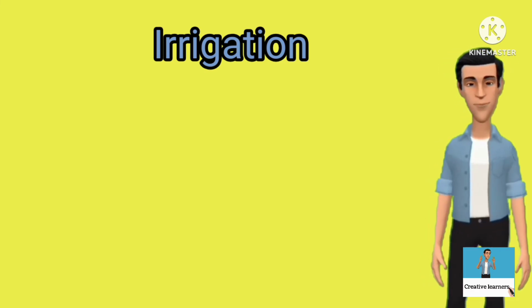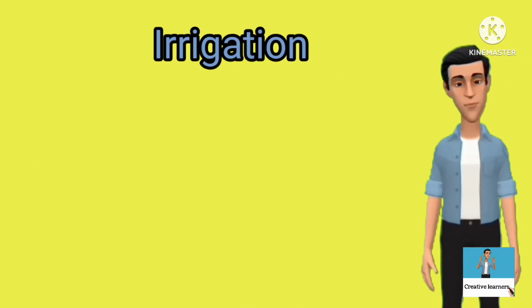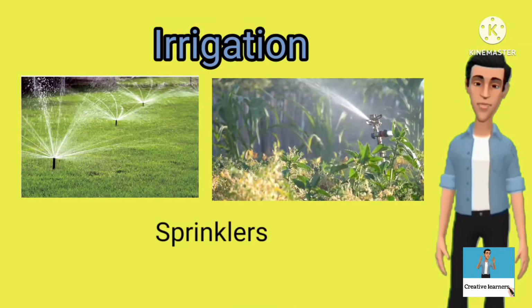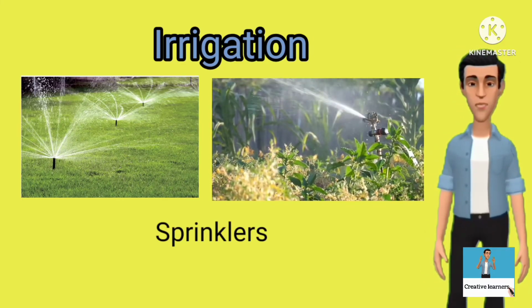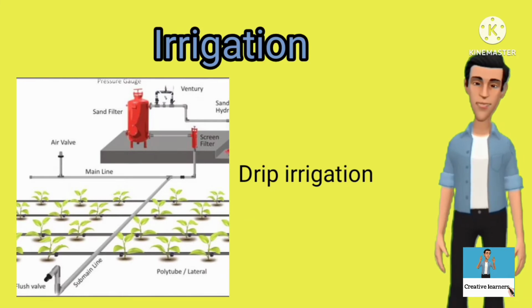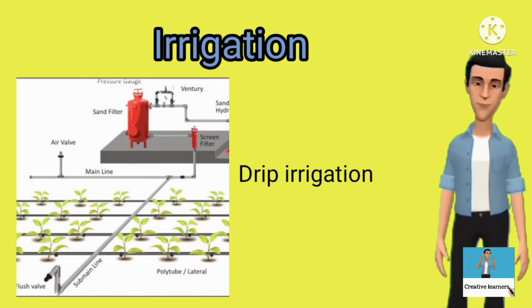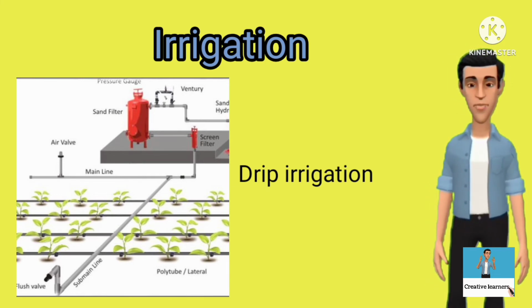Some traditional methods are moat, rahat, chain pulley and dhikli. Nowadays, sprinkler methods are used. In this method, a network of pipes sprays water directly onto the plants. Our next method is the drip irrigation system, which supplies water directly to the roots. It helps in minimizing the use of water in crop production.